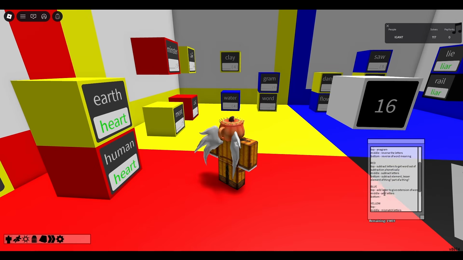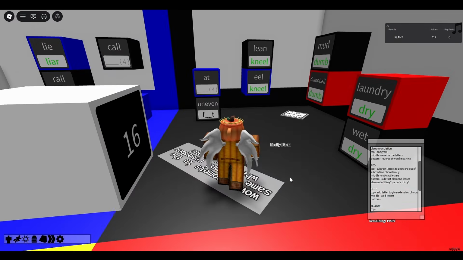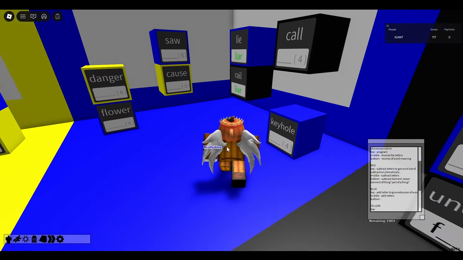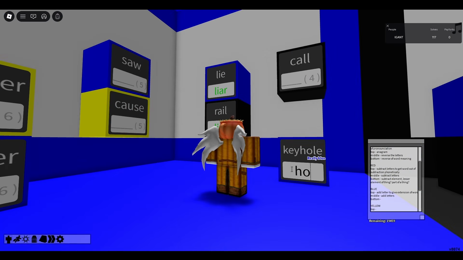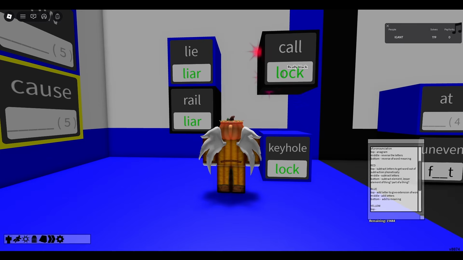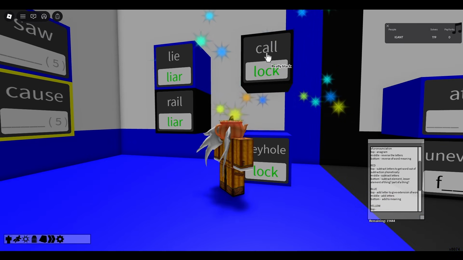So, what do I have for lesser blue? I don't have anything for lesser blue at the minute. So maybe it's the same, maybe you add to the meaning? So instead of keyhole, it's going to be hole. There's going to be door. Lock. There we go. But I still don't see how you get lock out of call. Because that would be lack, not lock.